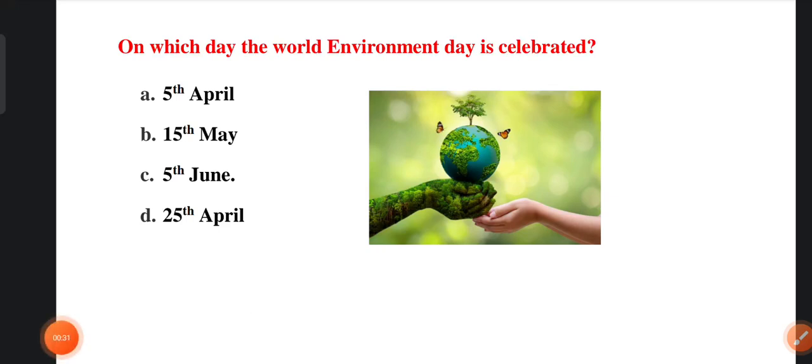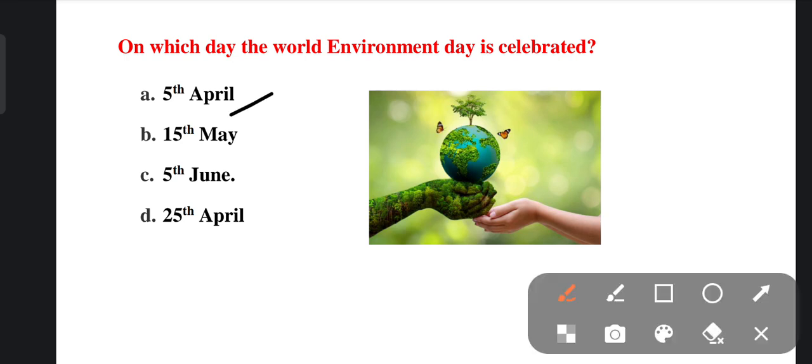So the first question is, on which day is the World Environment Day celebrated? Options are 5th April, 15th May, 5th June and 25th April. The right answer is 5th June. So on the day of 5th June, the world is celebrating the World Environment Day.